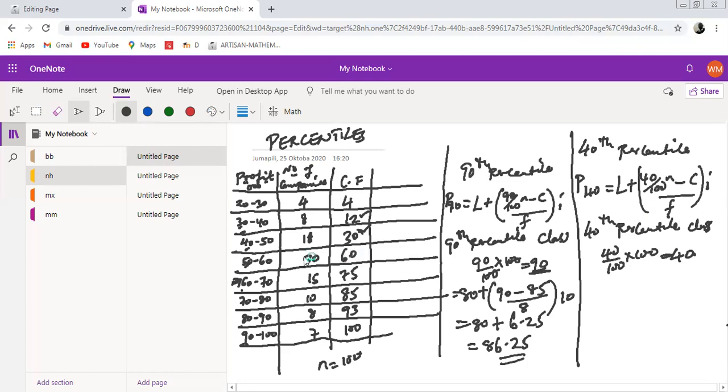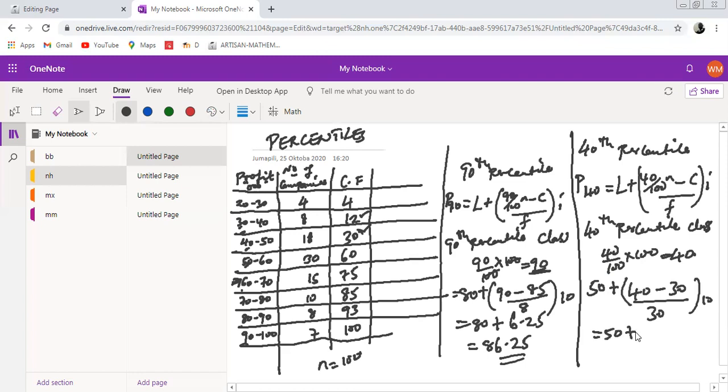Having located that it is in this 60, the class 50 to 60 is our 40th percentile class, and therefore the lower limit, which is 50, is our L plus 40 over 100 N, which we have calculated as 40, minus C, the cumulative frequency above the class we selected, which is 30, over the frequency of this class, which is 30. And then we multiply by 10, which is the class interval.